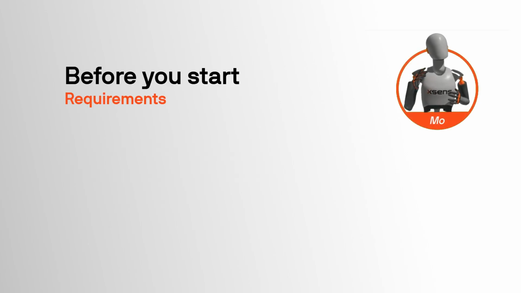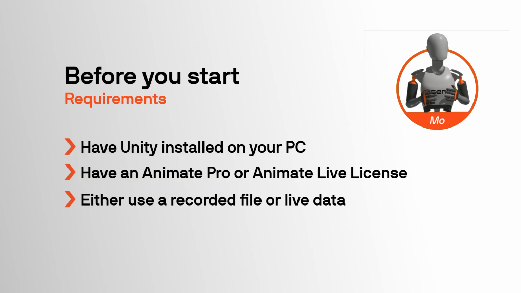Before you start, make sure you have Unity installed. You have an Animate Pro or Animate Live license. Lastly, that you have a recorded file or you are using live data from Xsens. Let's start by downloading and installing the plugin.